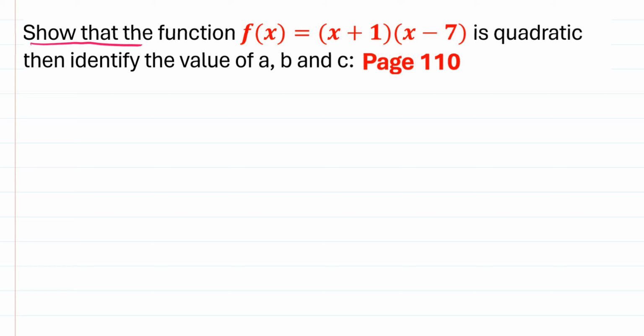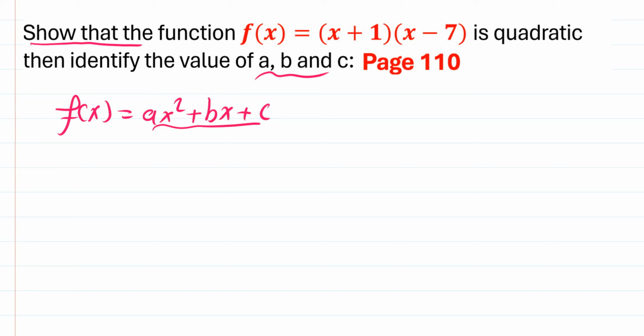Identify the value of a, b, and c. Remember the standard form f of x was ax squared plus bx plus c. Then we need to write (x plus 1)(x minus 7) in this form, then identify the value of a, b, and c. Okay, students, let's start.